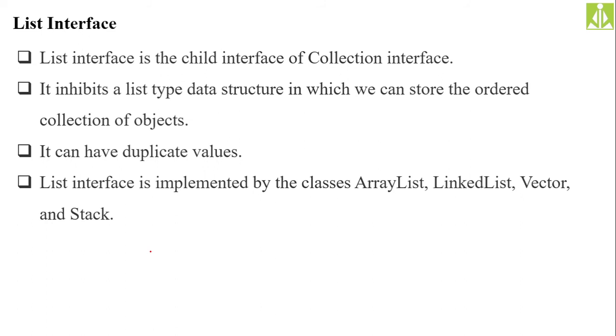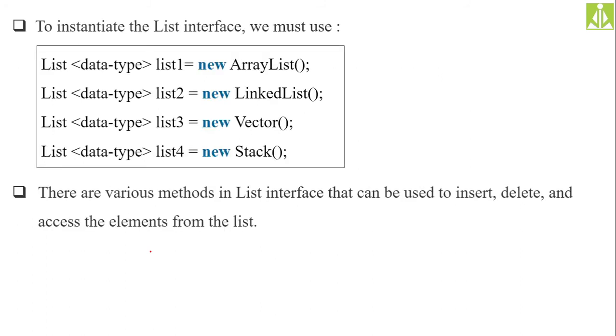It can have duplicate values. I mean, more than one value of the same constant we can have, but they will be in order. Okay. The List interface is implemented by the classes ArrayList, Vector, and Stack. We need to discuss any one of these classes, so we will go with the ArrayList class.